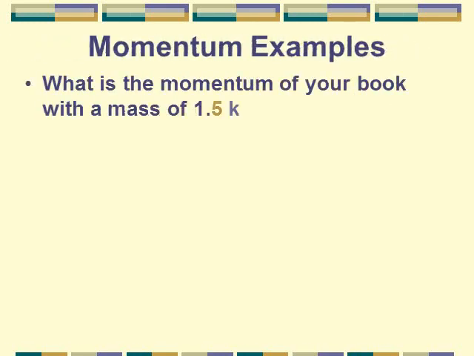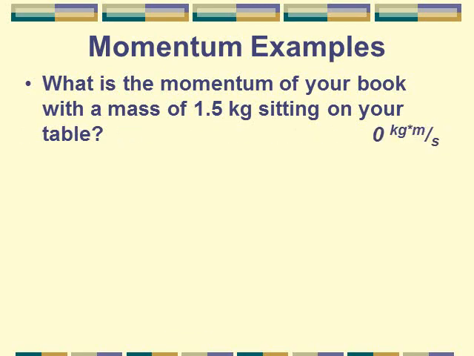So our next example says, what is the momentum of your book with a mass of 1.5 kilograms sitting on your table? All right, now since it doesn't have a velocity at all, then mass times velocity, which is momentum, is going to be equal to 0. So anything that doesn't have a velocity is going to have 0 momentum.